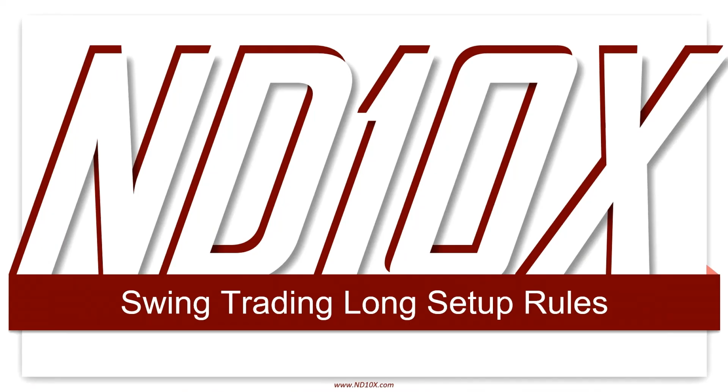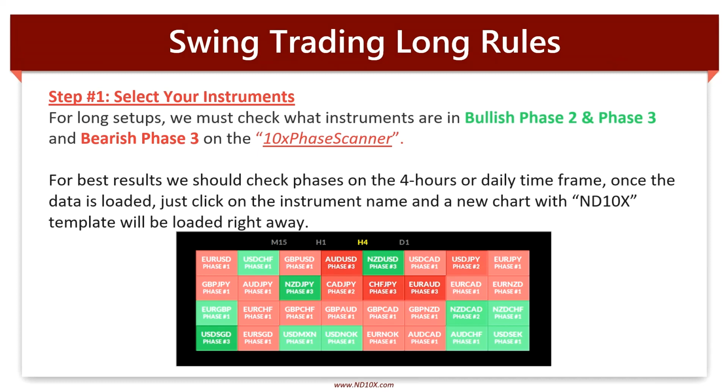Swing Trading Long Setup Rules. Step 1. Select your instruments. For long setups, we must check what instruments are in bullish phase 2 and phase 3, and also bearish phase 3 on the 10x phase scanner. For best results, we should check phases on the 4 hours or daily time frame.